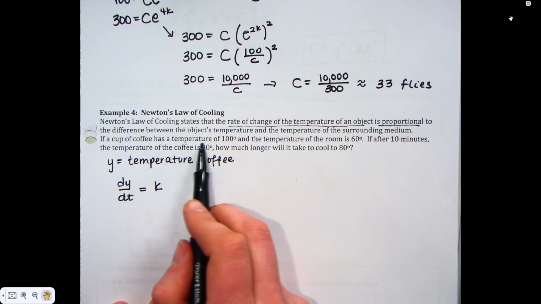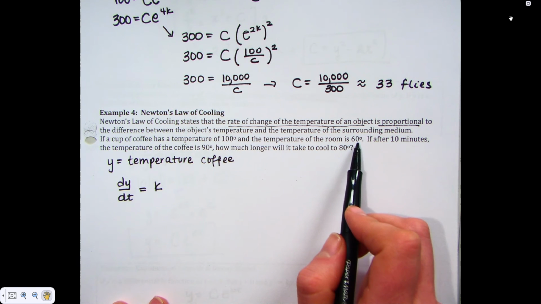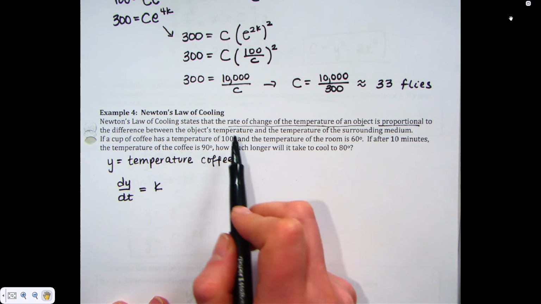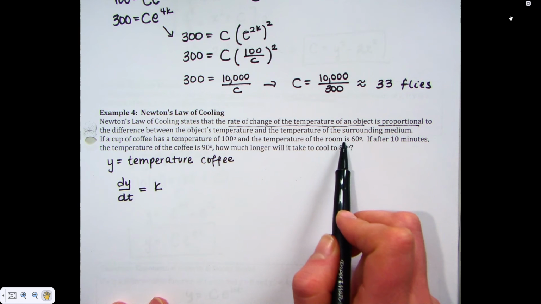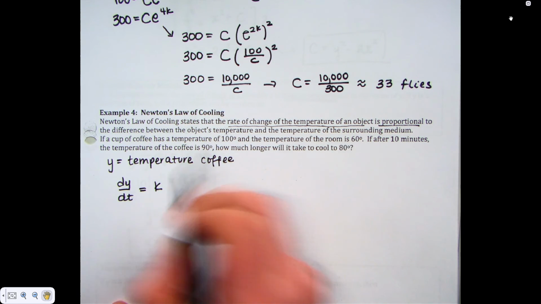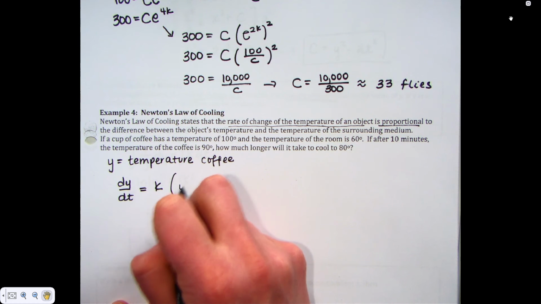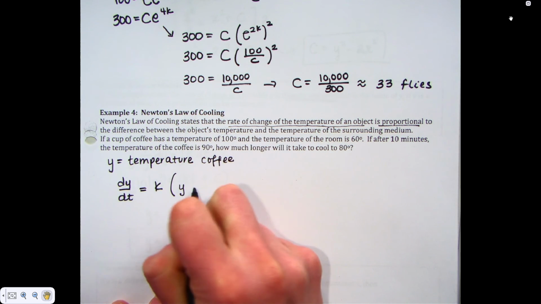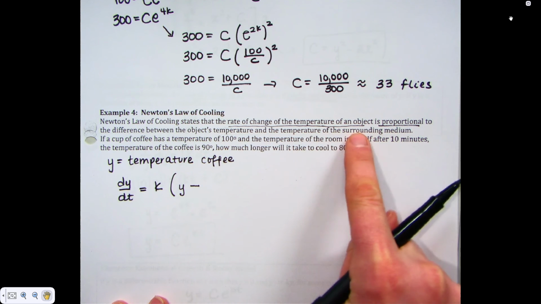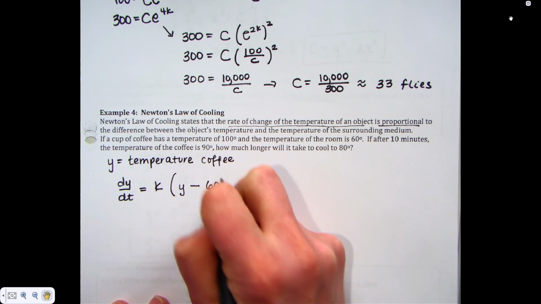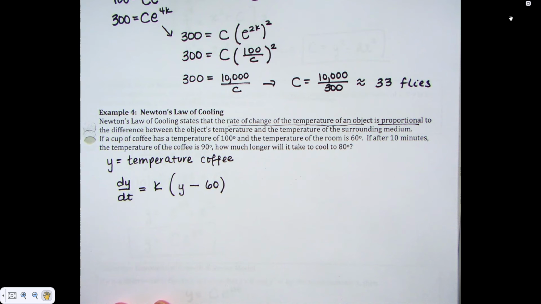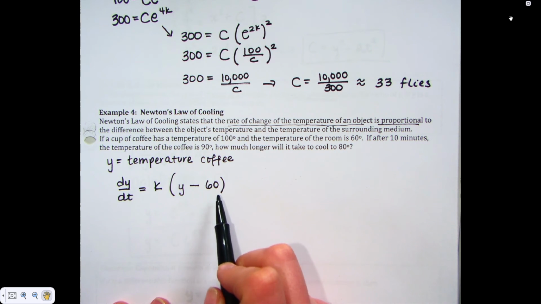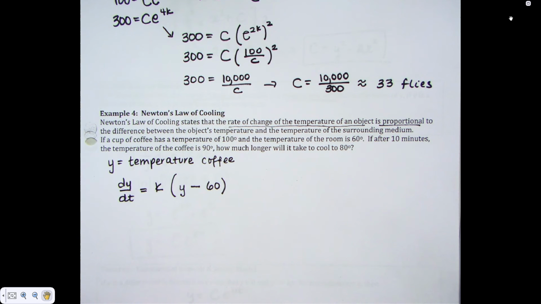So if my coffee has a temperature of 100 degrees and the room is 60, right, we're going to assume that the coffee is going to change, not the room. The coffee is not warm enough to warm the room. We would write this as y, the temperature of the object, the difference, so subtract the temperature of the surrounding medium, so 60 degrees.